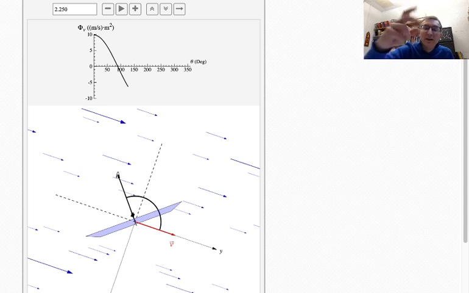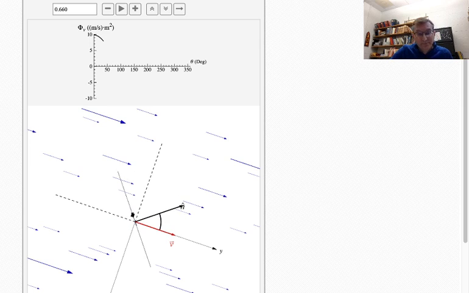So if I call the side where the n hat is kind of the front of the surface, then I see that the water is going from front to back instead of from back to front, which is the way it would be if the angle is more like that. Okay, so you can have negative flux. It will happen if the theta between your n hat and your v, or your area vector and your v, is greater than 90.